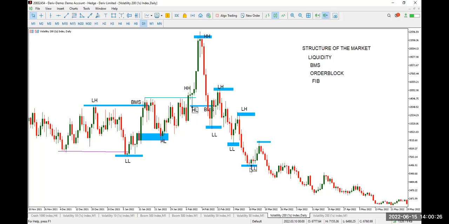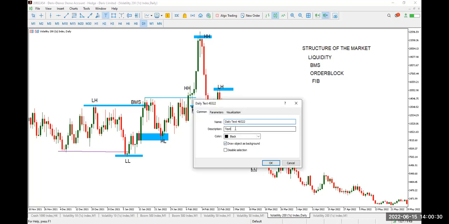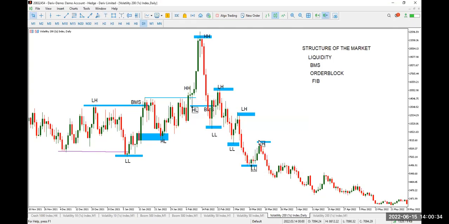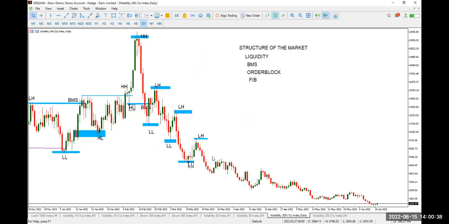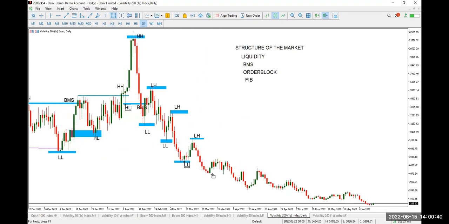Now it's a lower low. From this lower low, the market gave us a lower high. Okay, lower high. Now from this lower high, the market went down and gave us a lower low. This is how the market has been moving since. Gives us a lower low here. From this lower low, it gave us a lower high here.